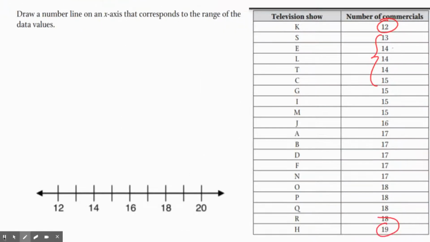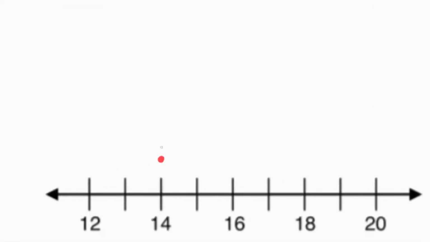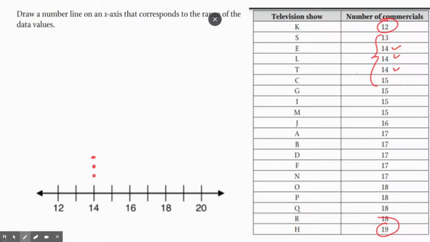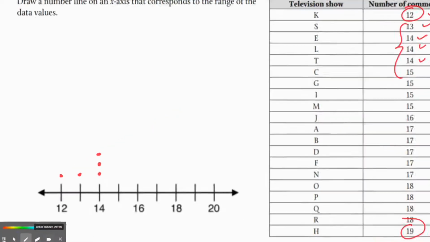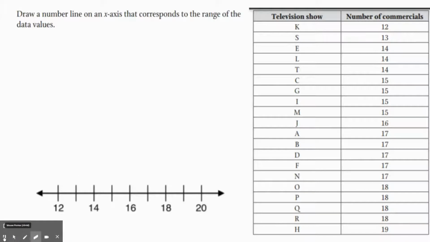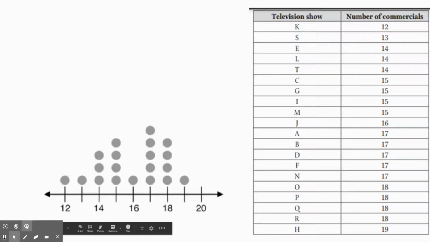For example, I can see very clearly now that 14 has occurred 3 times. And to create a dot plot, you just put the number of dots corresponding with the frequency. Notice that 12 only came up once. I'm only going to put 1 dot. 13 only came up once. I'm only going to put 1 dot. Your finished dot plot should look something like this.